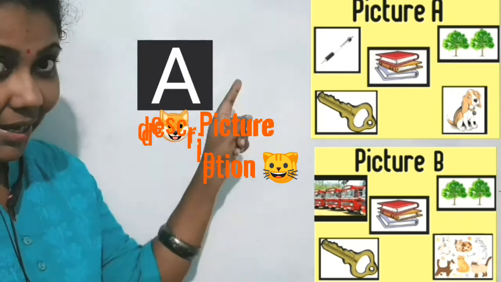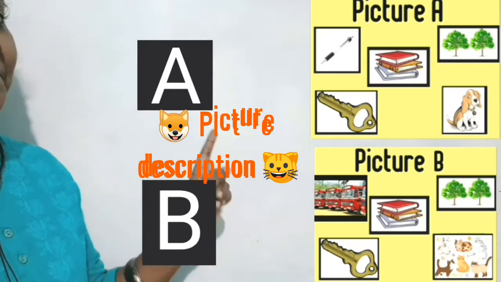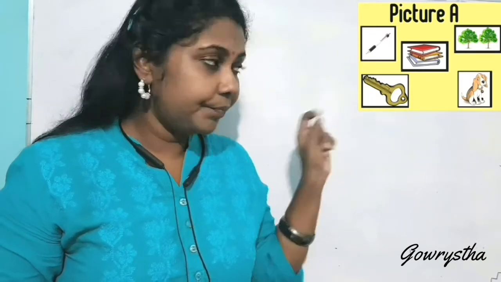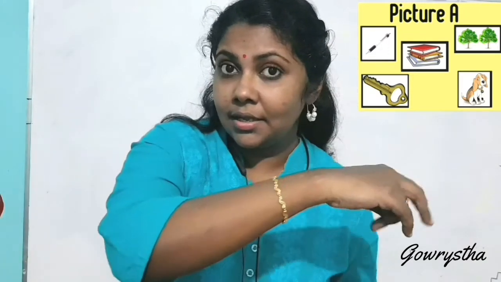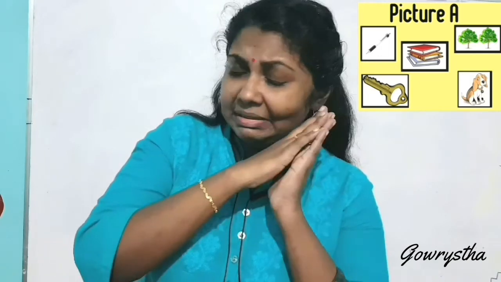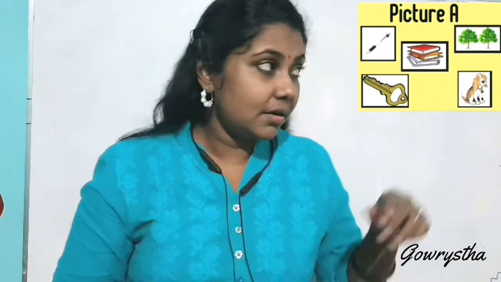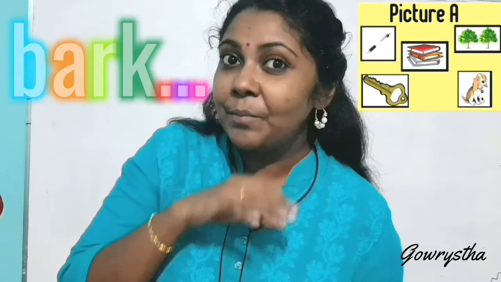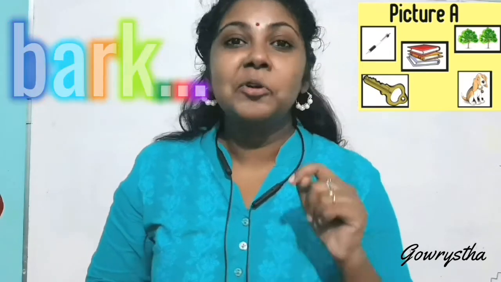Picture A, picture B. In picture A, one can walk. Yes, walk. One can eat, sleep. Which one? Picture A. Yeah, walk, eat, sleep, act, bark. Bark. Very good. Dog.